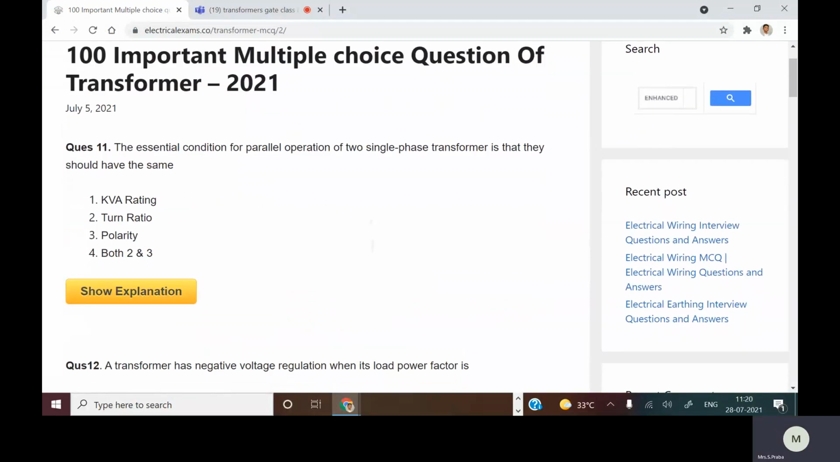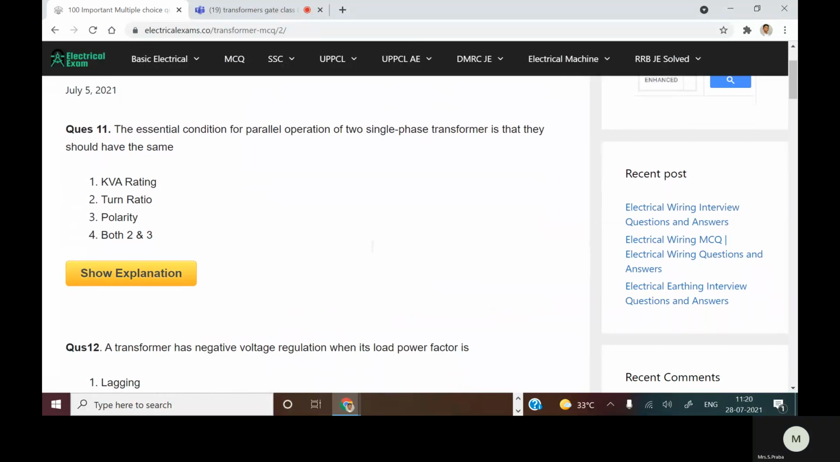The essential condition for parallel operation of two single phase transformers is that they should have the same: KVA rating, turns ratio, polarity, or both 2 and 3. We know that for compensation purposes we are using parallel operation. The essential condition for parallel operation of two single phase transformers is that they should have what and what? Any idea about the answer?